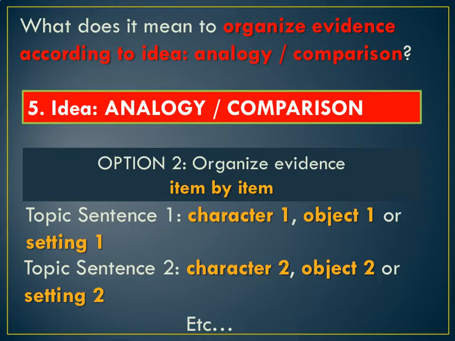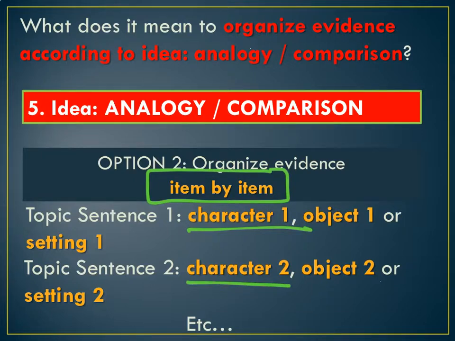Another option is just simply to organize item by item, so that in the first topic sentence, let's say, you can organize according to one character, and in the second topic sentence you're going to organize according to a second character. So in grouping your examples in this way, you really are implying the comparison between the characters or the objects or the settings about which you are writing.